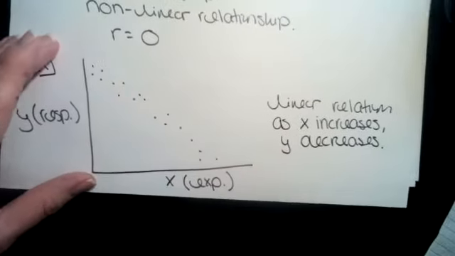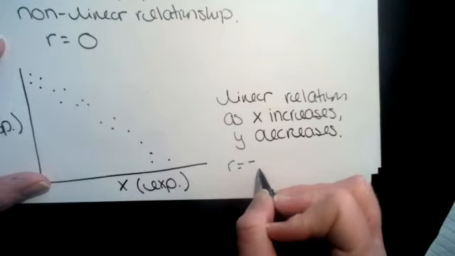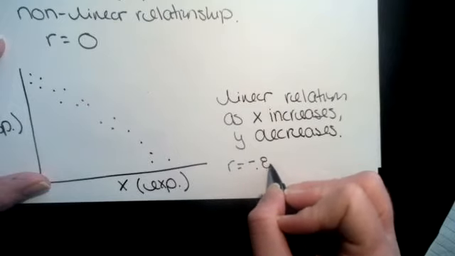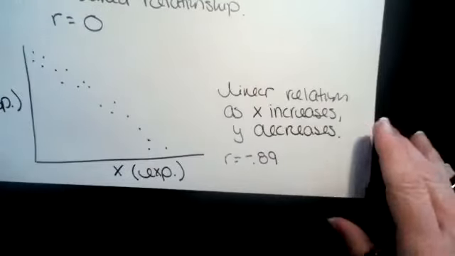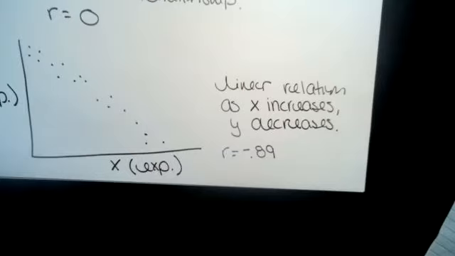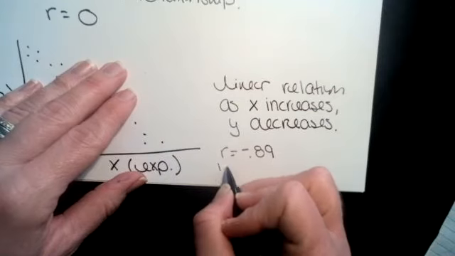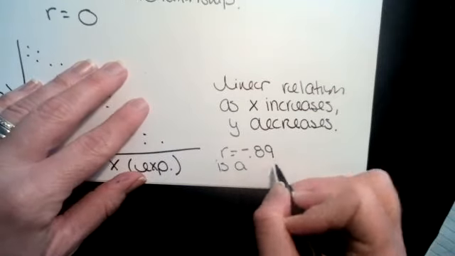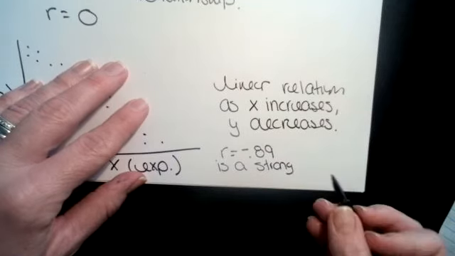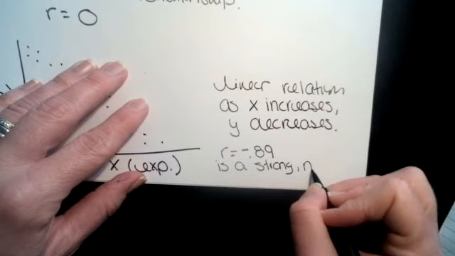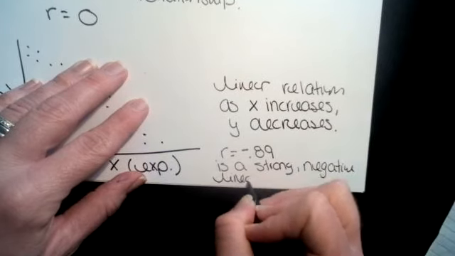So in this one, maybe an R value here would be like a negative 0.89 R value. I'm just saying for an example. I don't have actual data in front of me. I'm not plugging stuff in. I'm just saying for an example. And what you would say is this is a strong negative linear relationship, because it's between -1 and negative 0.8.